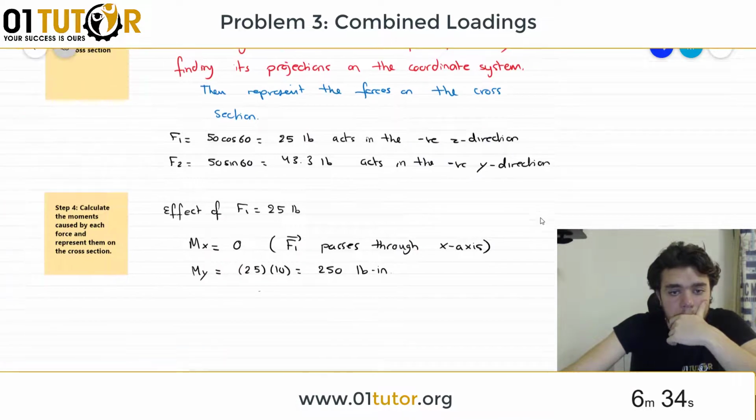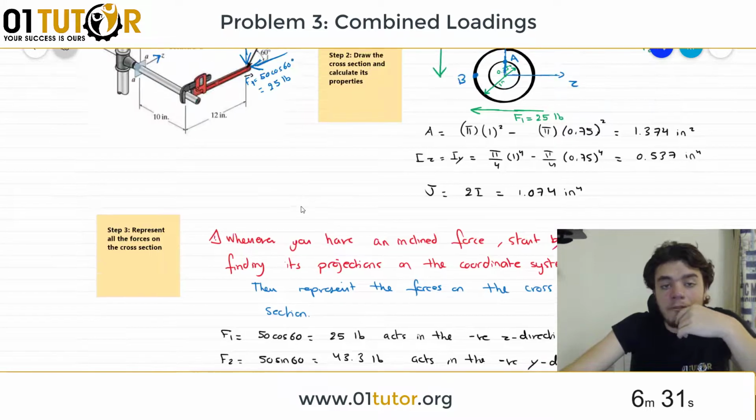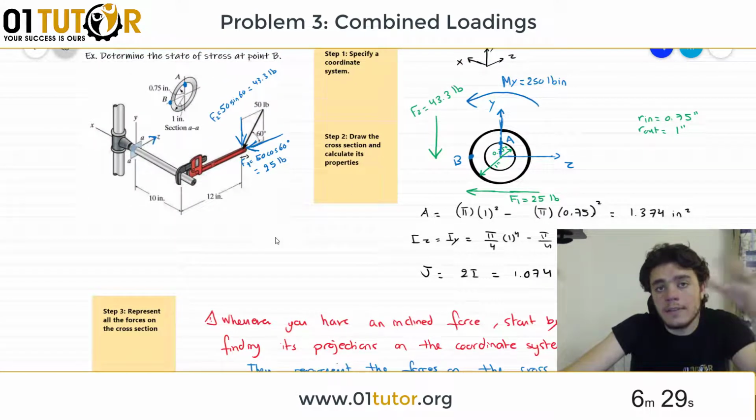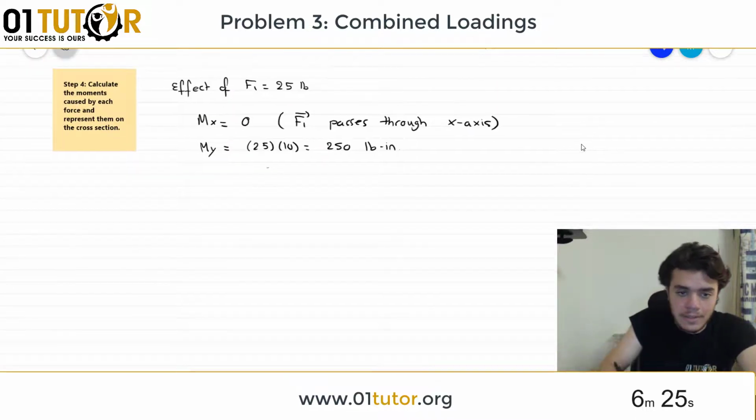Alright. Now what about Mz? Does F1 cause any moment about the z-axis? It doesn't, because F1 is parallel to the z-axis. So since F1 is parallel to the z-axis, this means that Mz is equal to 0.